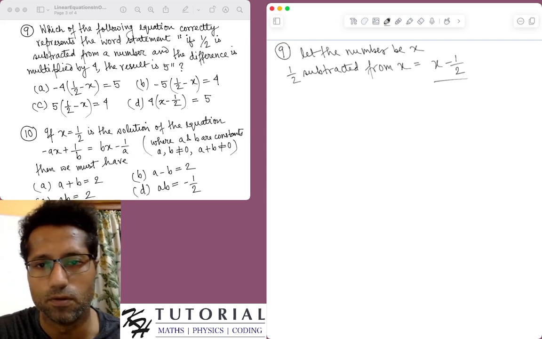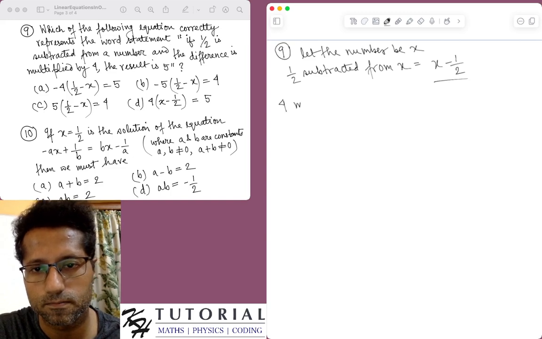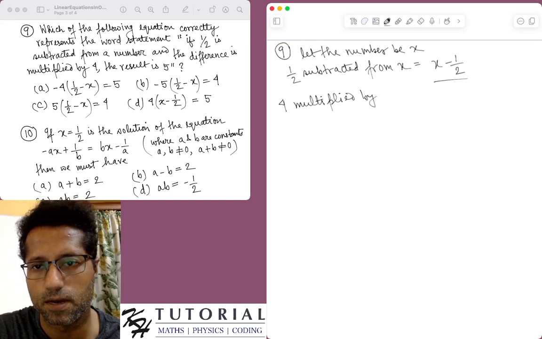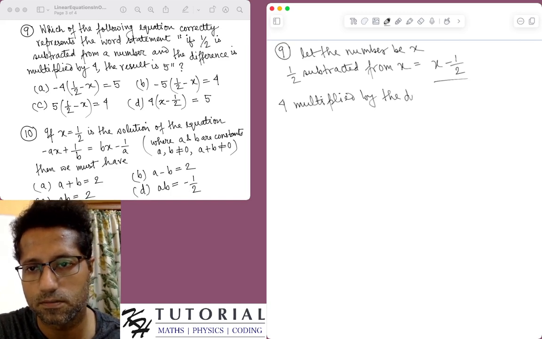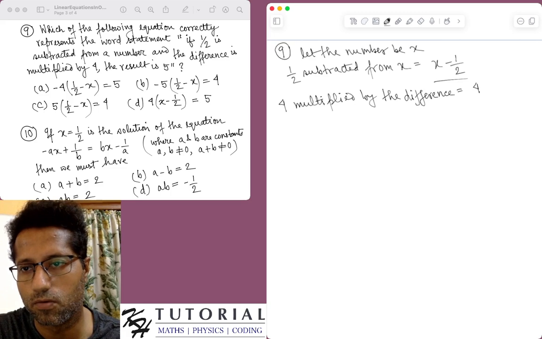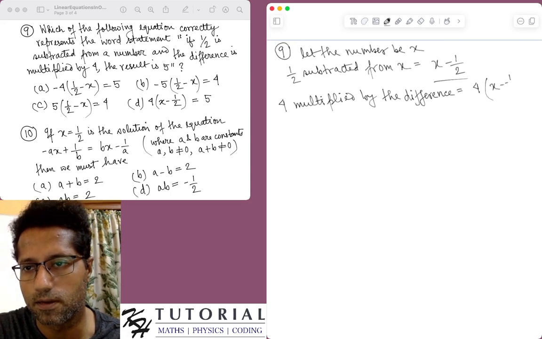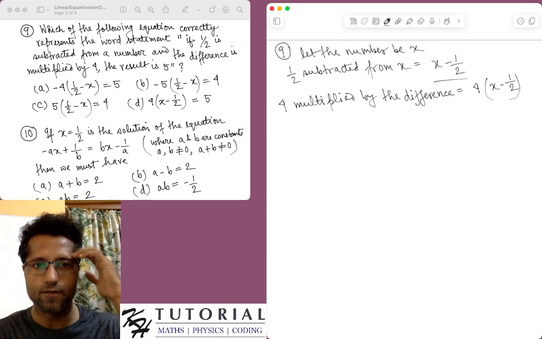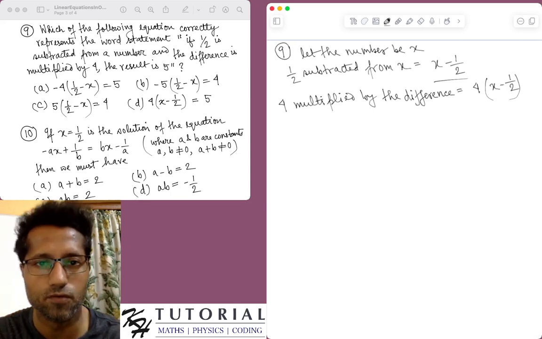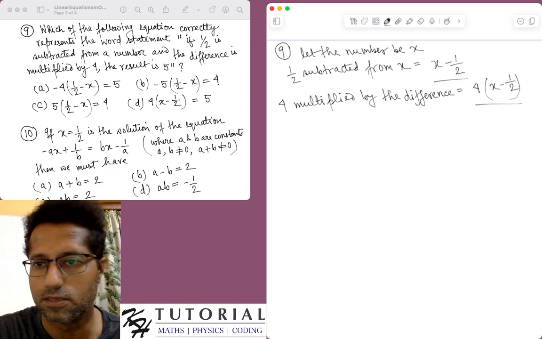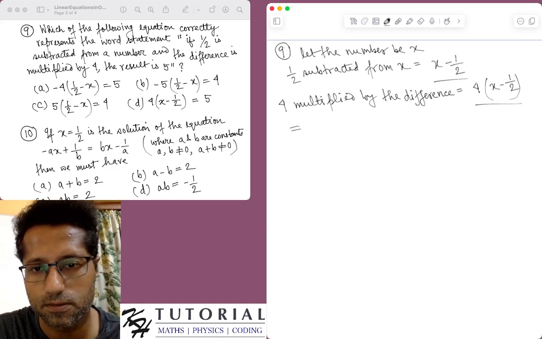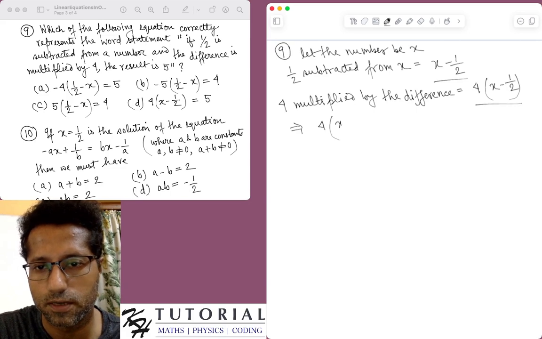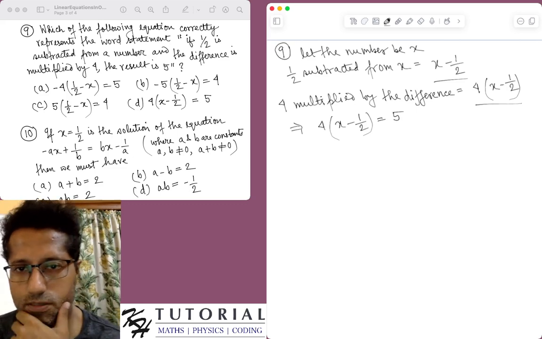So if half is subtracted from a number and the difference is multiplied by 4, so 4 multiplied by the difference is nothing but 4 multiplied by x minus half. The result is 5. So it is saying that this is 5. So this implies 4 into x minus half equals 5. So this is the equation we got.